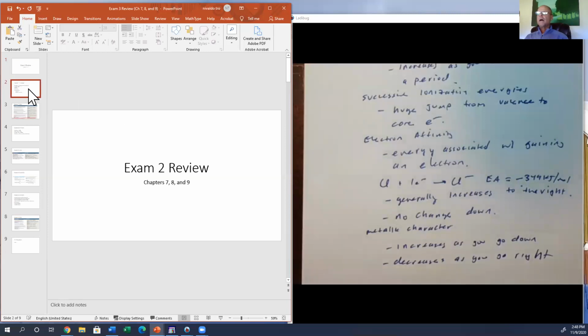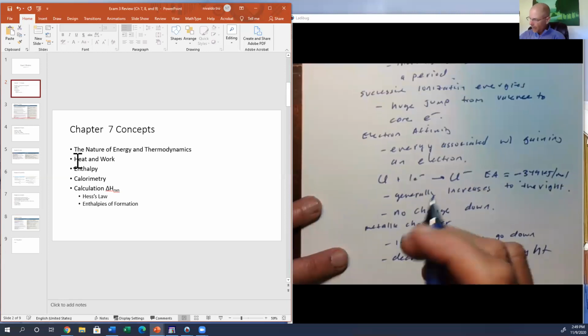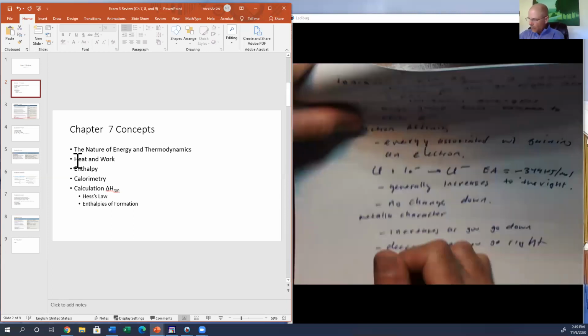Okay, let's look at what was in chapter 7, three chapters ago. We talked about the nature of energy and thermodynamics. So a lot of definitions there: definition of energy, definition of heat, definition of work, definition of potential energy. Make sure you know all those definitions, okay? Know what heat and work are. This will come up in a minute, but I'm going to write it down here so you remember.